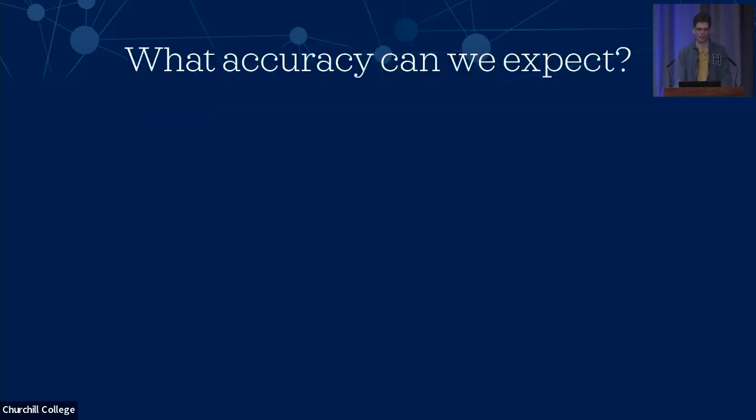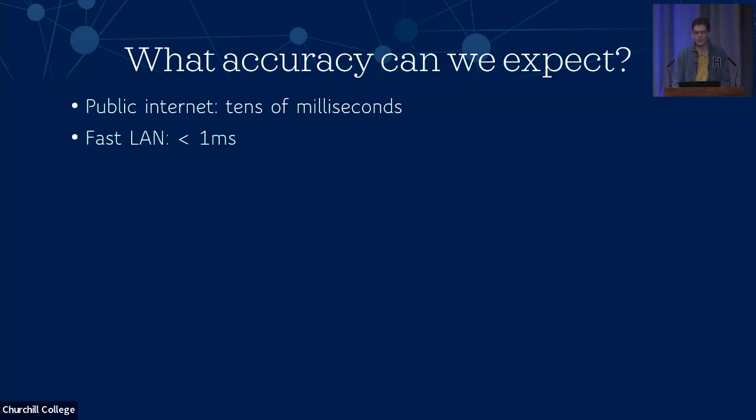So what accuracy can we expect from this algorithm? NTP on the public internet can sync to within tens of milliseconds. Depending on what the network conditions are, it might be as good as a few milliseconds, which is pretty good over the massive internet with random delays on it. If we're on a fast LAN, such as in a big data center that has its own time server, that could be less than a millisecond of delay. But if we do have these asymmetric delays, then errors can be on the order of 100 milliseconds or worse.